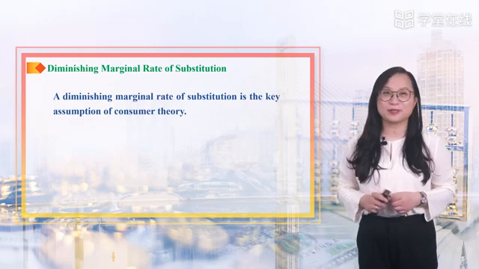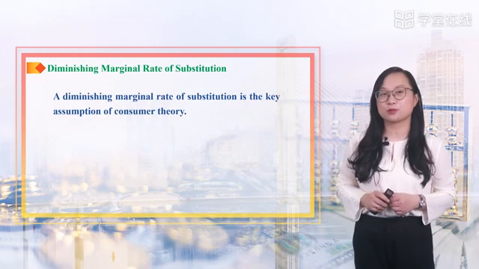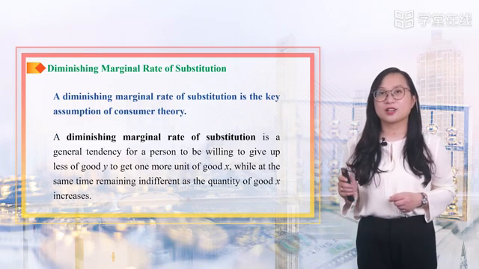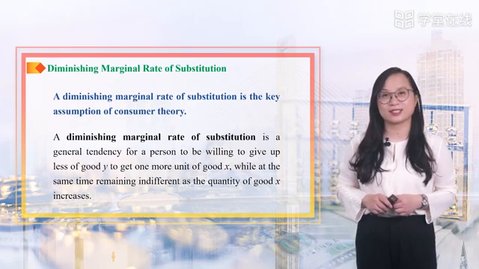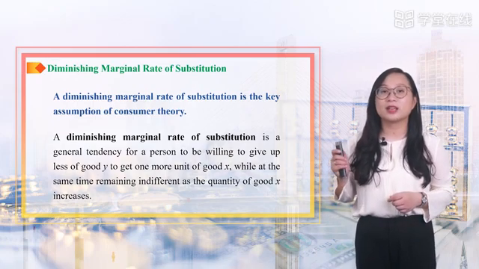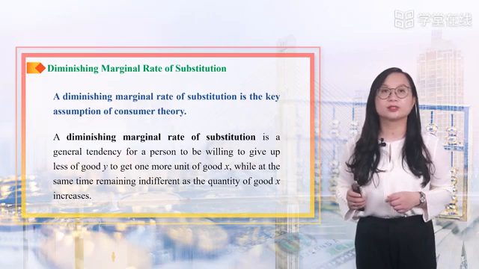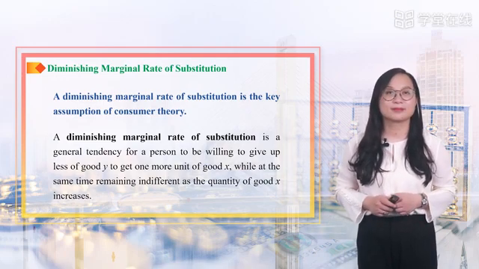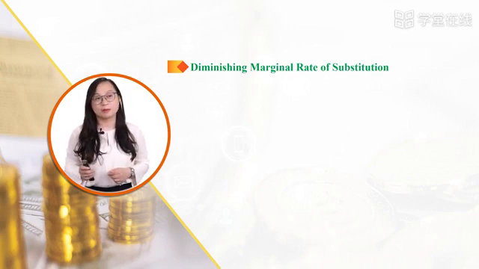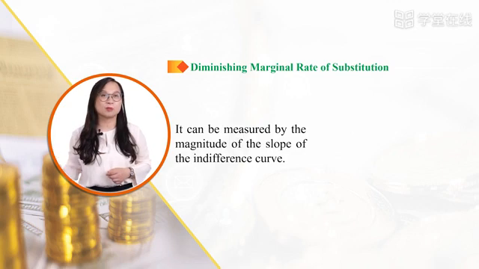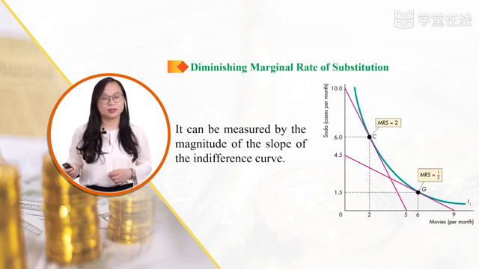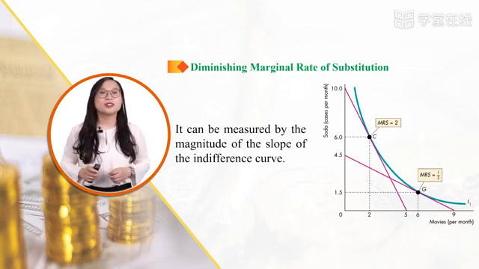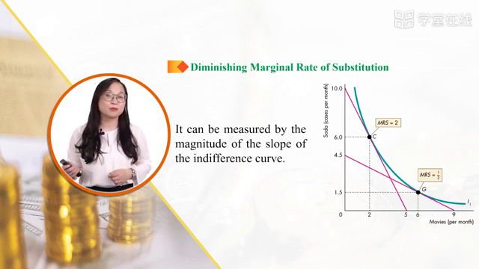A diminishing marginal rate of substitution is a key assumption of consumer theory. It says that there is a general tendency for a person to be willing to give up less of good Y to get 1 more unit of good X, while at the same time remaining indifferent, as the quantity of good X increases. The marginal rate of substitution can be measured by the magnitude of the slope of the indifference curve. The figure also shows the diminishing MRS of movies for soda.